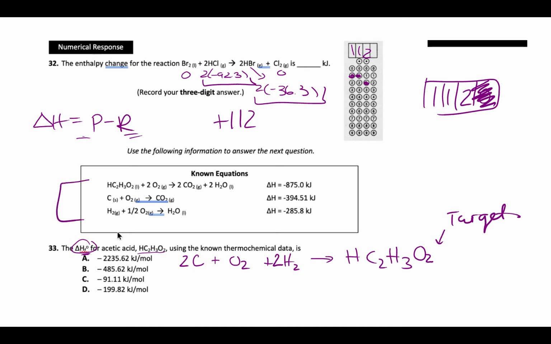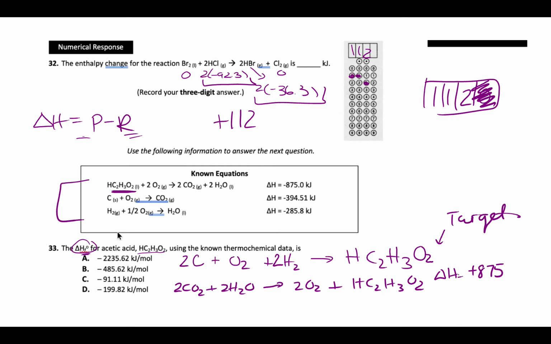So when I'm taking a look at this, I'm going to start with that first reaction, and I have my formation of acetic acid on the reactant side. I need it on the product side. I'm going to flip that reaction. So I'll have 2CO2 plus 2H2O to give me 2O2 plus HC2H3O2. Because I flipped this reaction, I am going to change my sign.